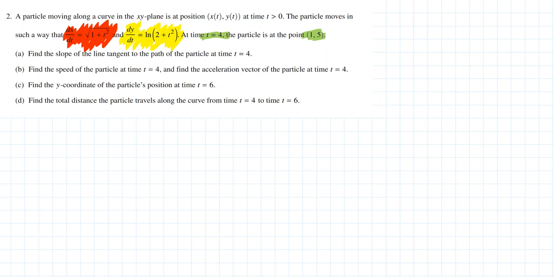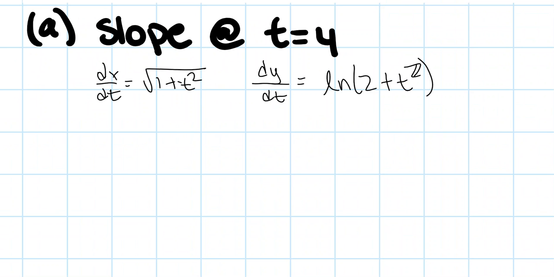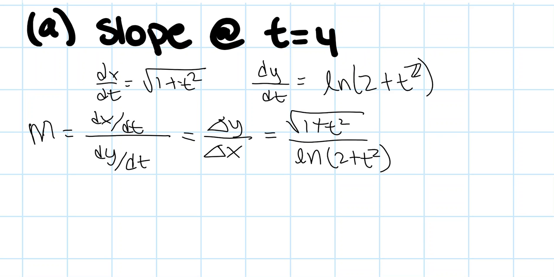Part A asks us to find the slope of the line tangent to the path of the particle at time t equals 4. I've written out what we know. We're trying to find the slope, so we're looking for m, and we know that m equals dy/dt, the change in y, over dx/dt, the change in x. So we can write that out: the ln of 2 plus t squared over the square root of 1 plus t squared.